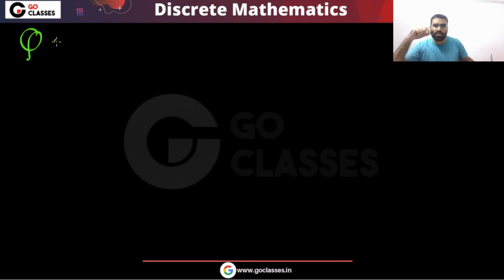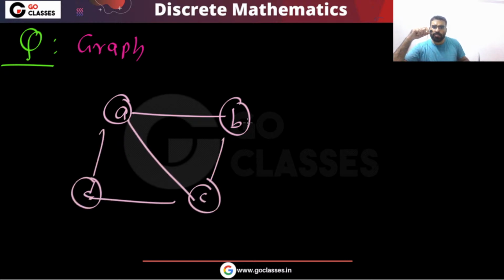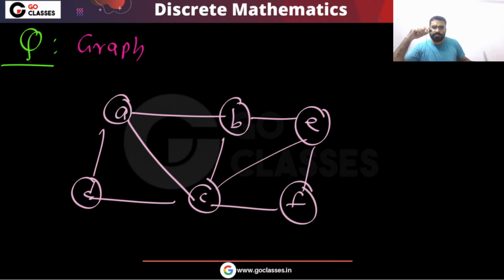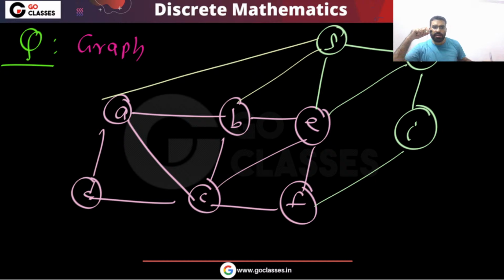For example, this is my question. Please understand this question. Let me give you a graph. Let's assume some random, complicated graph I am giving you, with vertices D, E, F, G, H, I. Maybe something like this. Now, this graph.